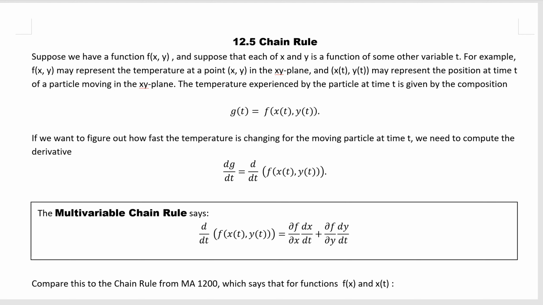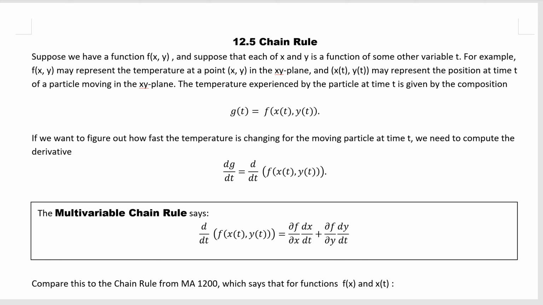Hi everyone! Today let's talk about section 12.5, chain rule. Suppose we have a function f of x, y. Suppose that each of x and y is a function of some other variable t. For example, f of x, y might represent the temperature at a point x, y in the xy plane, and x of t, y of t may represent the position at time t of a particle moving in the xy plane.